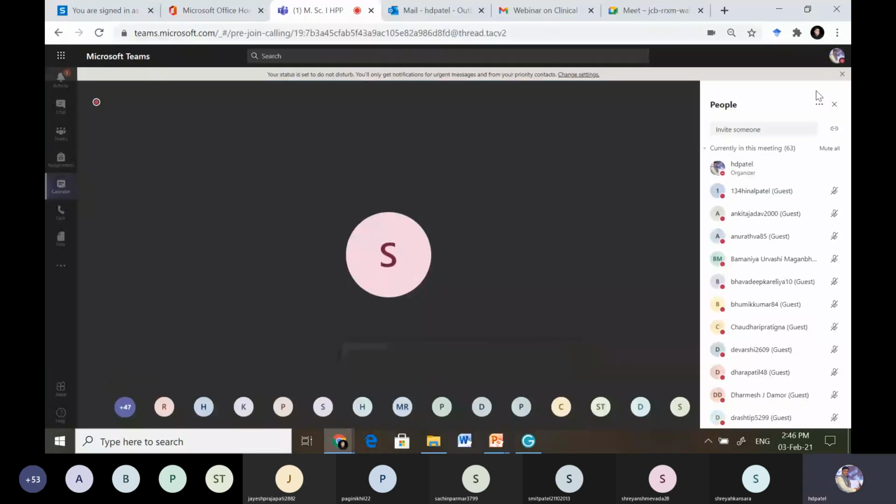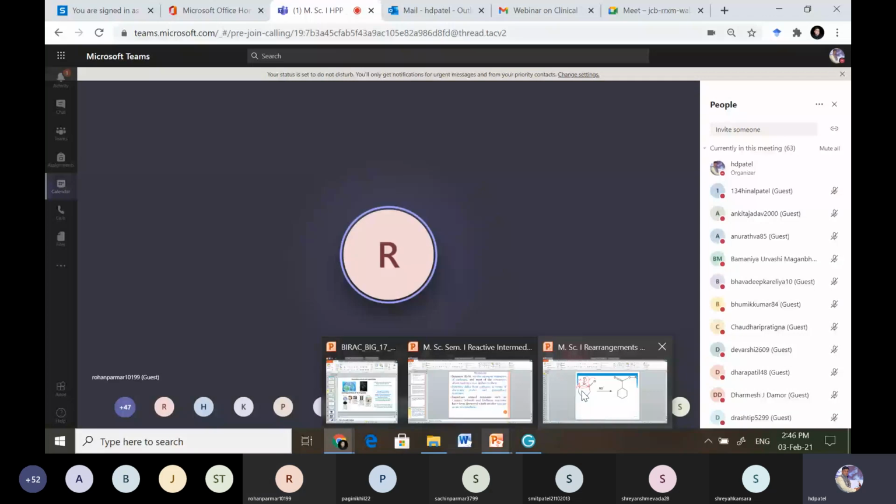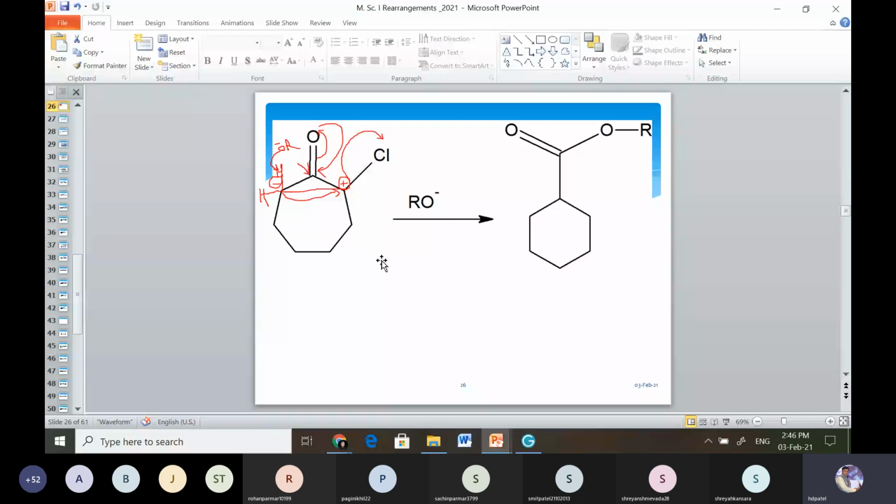So can you repeat this last slide? The last slide is the same, meaning whatever we have discussed for the 6-membered ring, the same principle will be applied. Here you have to consider this part as R1 R2, this part as R1 R2 only. The ring may be 6-membered or 7-membered, but the pathway of the mechanism is the same.